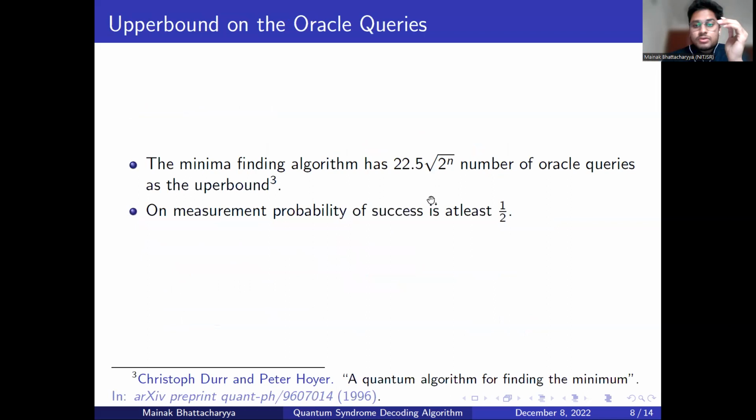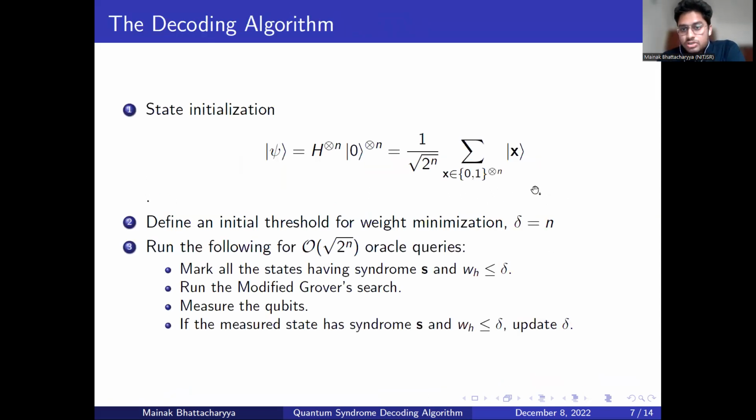And that optimum number of iterations we get from Dürr and Høyer's paper for the minimization algorithm. That is 22.5 root over 2 that is, after this many oracle queries, we are exiting the algorithm and we're getting the output state with the probability 50%. And this works because here we have chosen the initial parameter to be n.